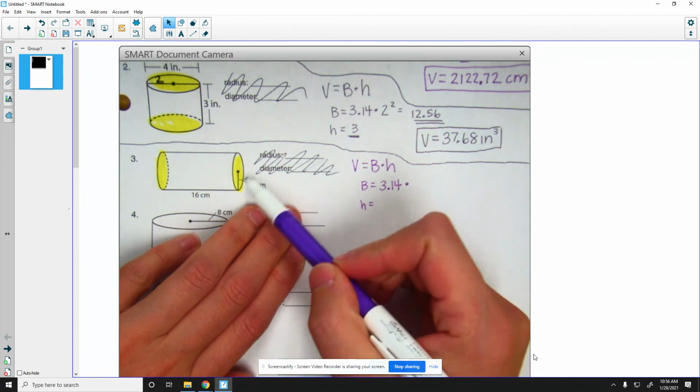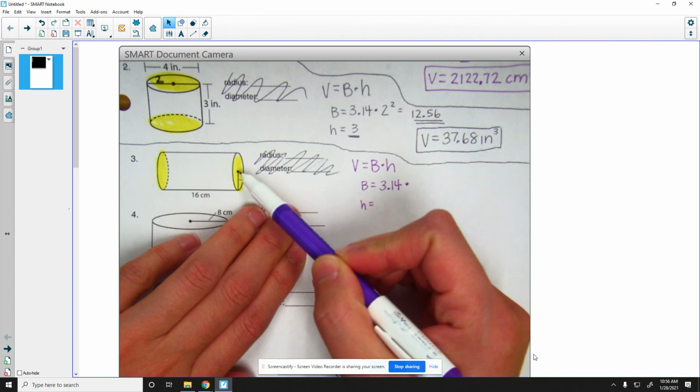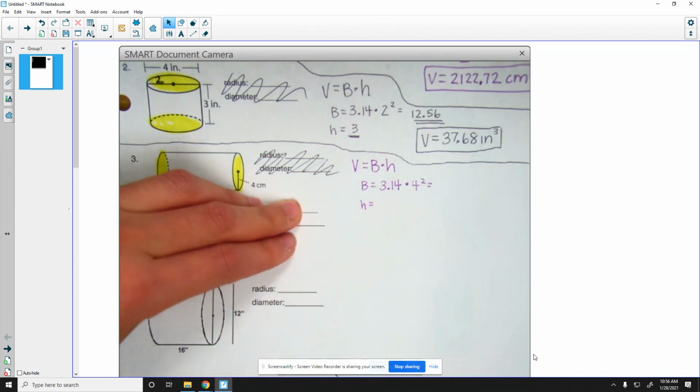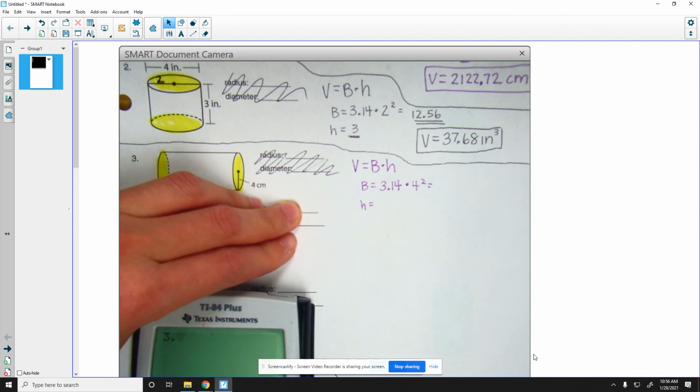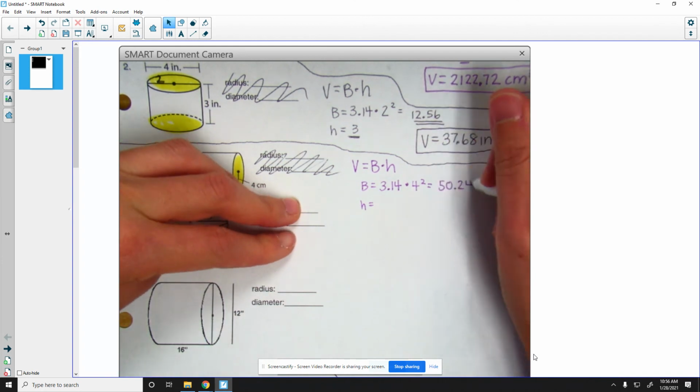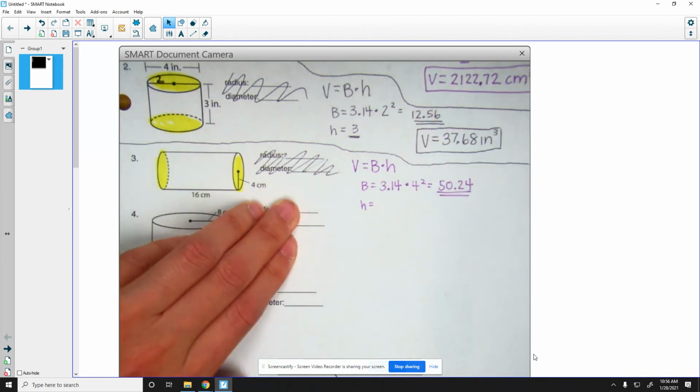Thank you, Brooke. Do you see how your radius has fallen over too? But that's okay. From center to side is 4 squared. So type that in. 3.14 times 4 squared, 50.24. Okay, now let's find the height.